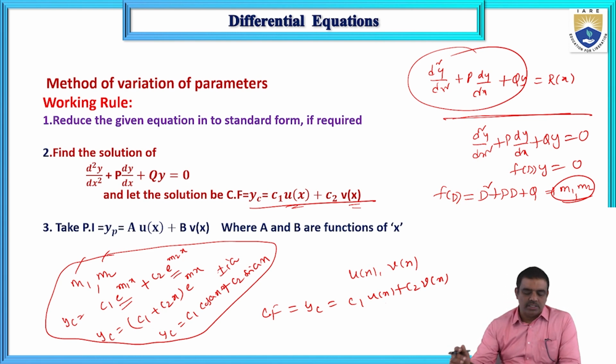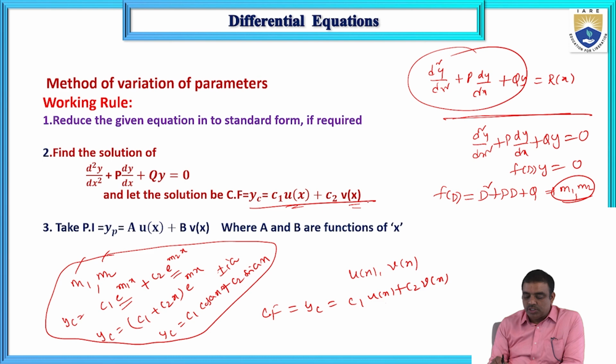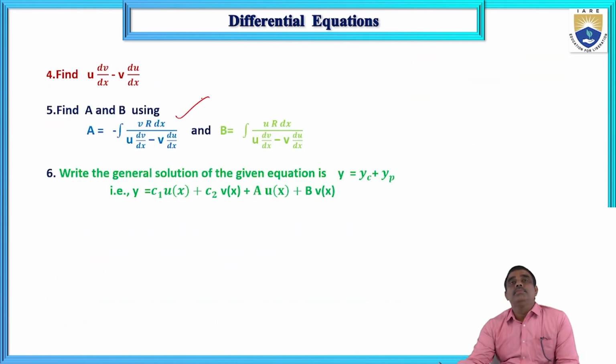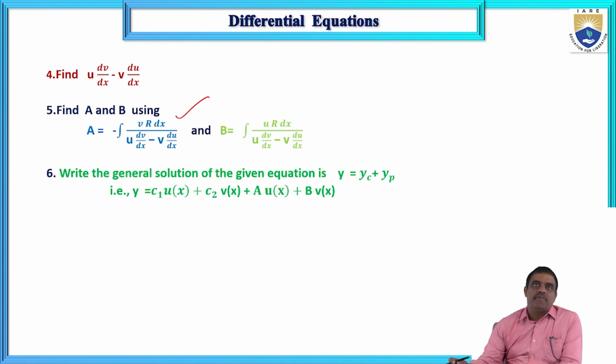In various problems, when finding the complementary function, we normally use this notation c1 u of x plus c2 v of x. Then take the particular integral yp is equal to a into u of x plus b into v of x, where a and b are functions of x which are determined by the formula: a is equal to minus integral v r dx by u dv by dx minus v into du by dx. That is the formula to find the a value.